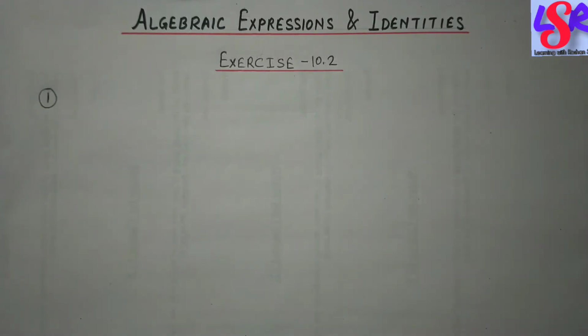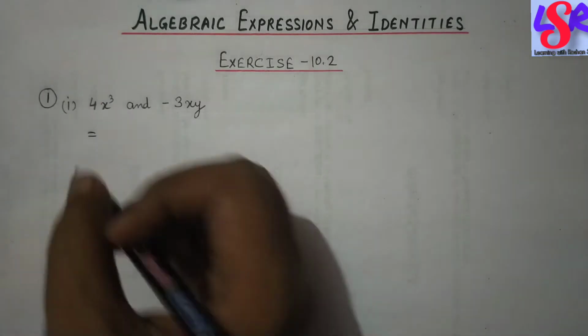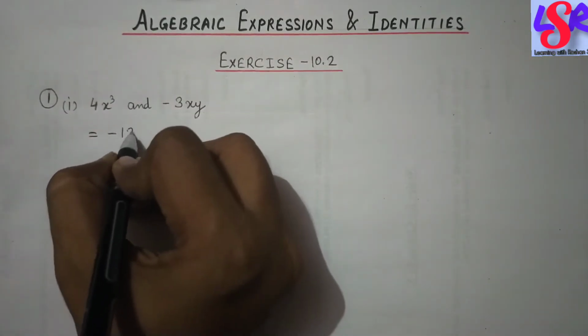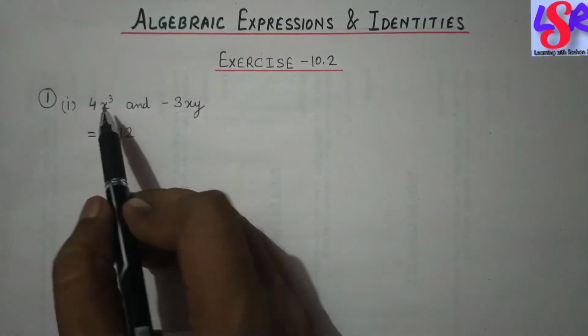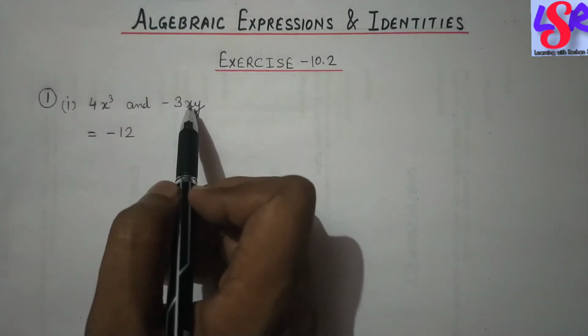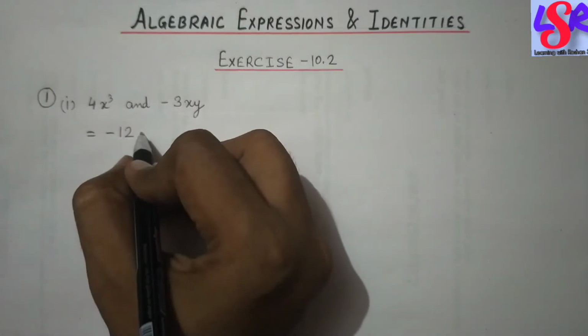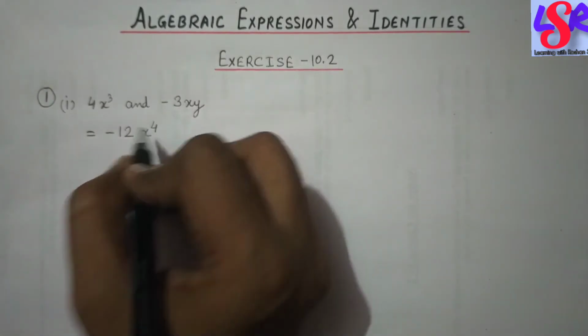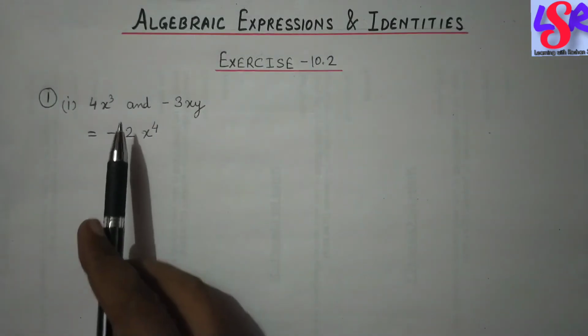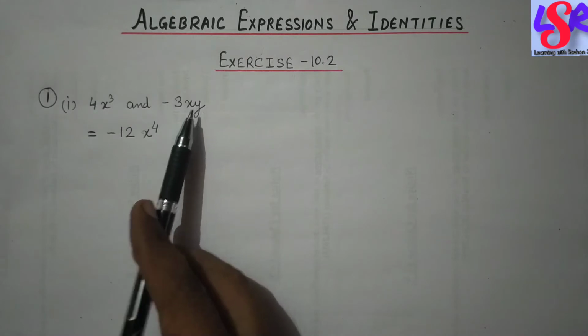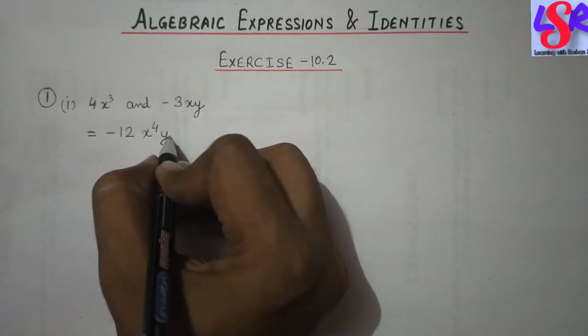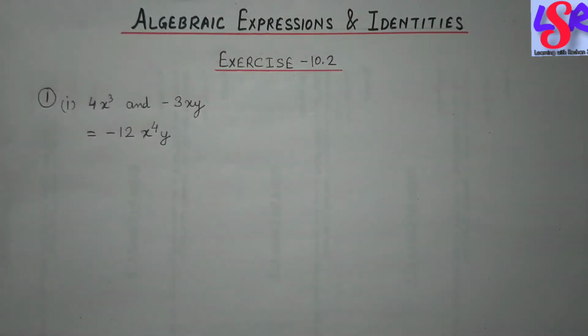Find the product of. Here we have the first part, 4x cube and minus 3xy. Now we are going to multiply them. On multiplying, we multiply 4 by minus 3, that is minus 12. Then here we have the power of x as 3 and here it will be 1. So the powers will be added and we get x to the power 4. Then here we don't have any y, so we take only one y, and so we get minus 12 x to the power 4 y as the product of these two terms.